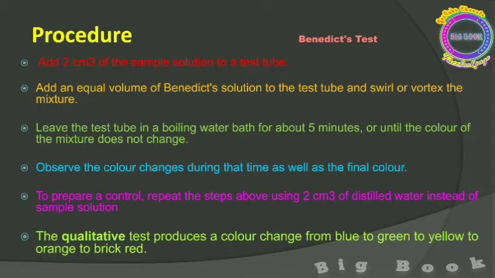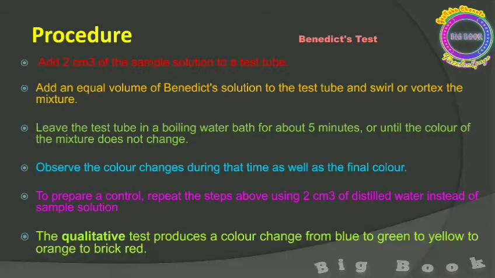Vortexing in the sense we are going to move the test tube, or whatever sample container we have taken, up and down. Or we are going to swirl, in the sense we rotate it so that the mixture mixes properly. Later we are going to leave the test tube in a boiling water bath for about 5 minutes or until the color of the mixture does not change. So here this is optional, depending upon the sample you have taken.